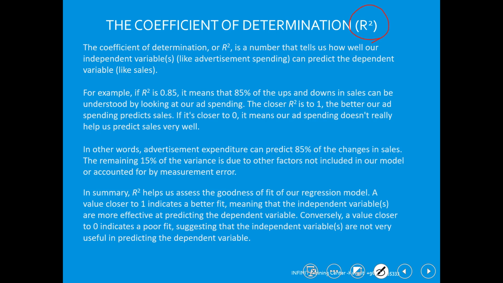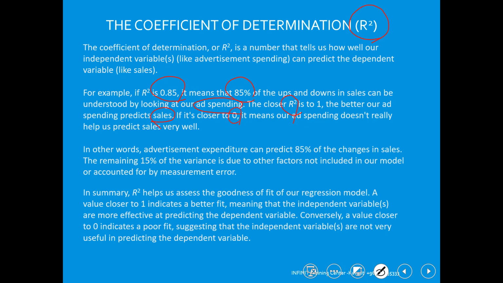You can say if R square is 0.85, this is an example, R square is 0.85. What does that mean? That means that 85% of the ups and downs in sales can be understood by looking at our advertisement spending. Or we can say 85% of our sales depend on the ads, and the other 15% of the ups and downs in sales are related to other factors. So the closer R square is to 1, the better our ad spending predicts the sales.